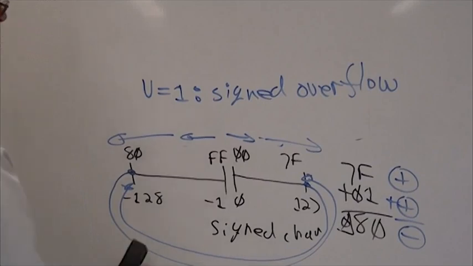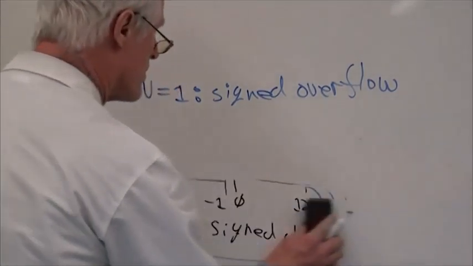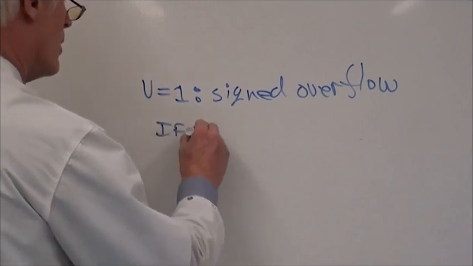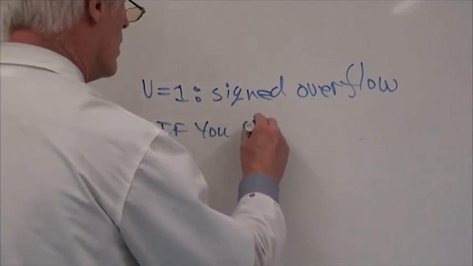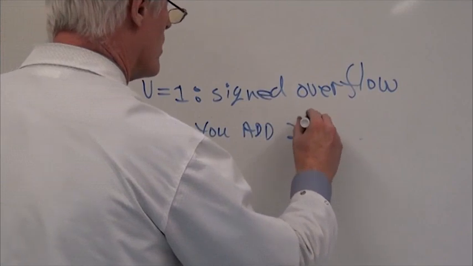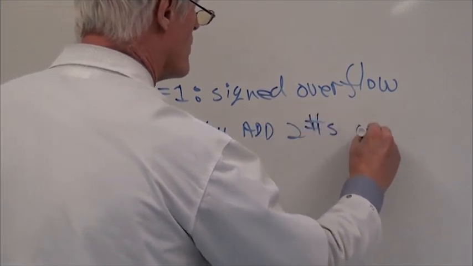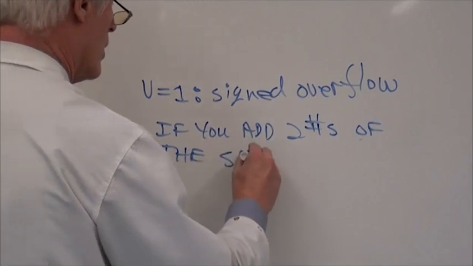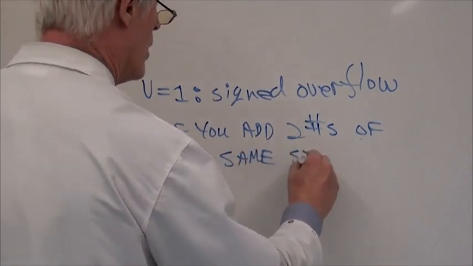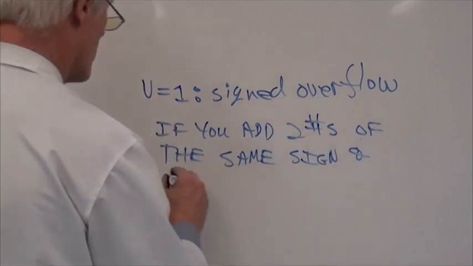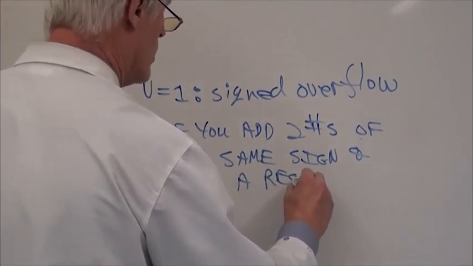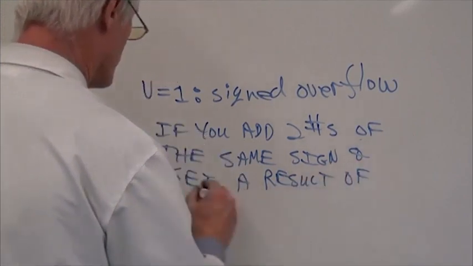So how do we write this up? Basically, for a signed overflow, if you add two numbers of the same sign, and get a result of opposite sign.